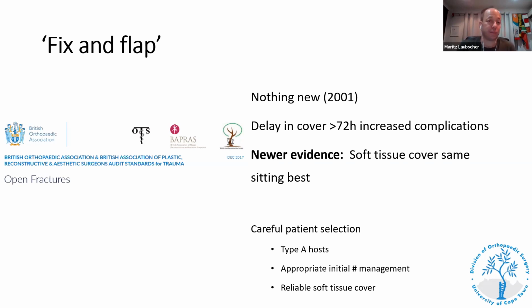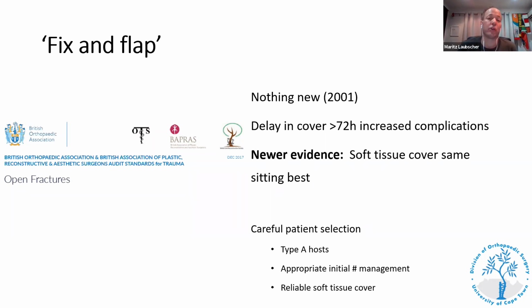So that's why for us, the indications for the fix and flap approach is really type A hosts, appropriate initial fracture management. This means a fracture that timeously received antibiotics and a sterile dressing or initial washout. And then also very important, where you can have reliable soft tissue cover. We're not going to put a nail in if it's a junior plastic surgeon doing his first free flap, or a plastic surgeon doing his first free flap. You want to make sure that it's going to be reliable soft tissue cover.